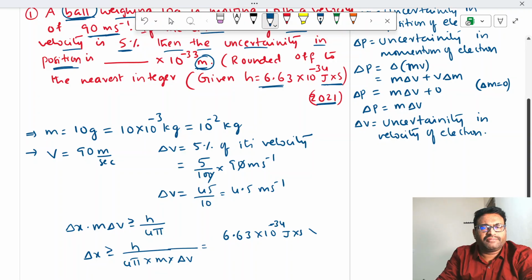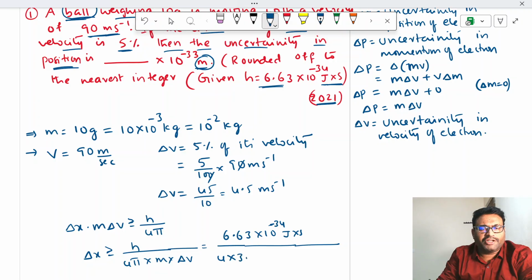joule into second, by 4 pi. 4 pi means calculate 4 into 3.14 into mass of the ball. We are calculating for a ball. What is mass of ball? 10 power minus 2 kg into velocity. Uncertainty in velocity, we have calculated it as 4.5 meters per second. So then what do you get?